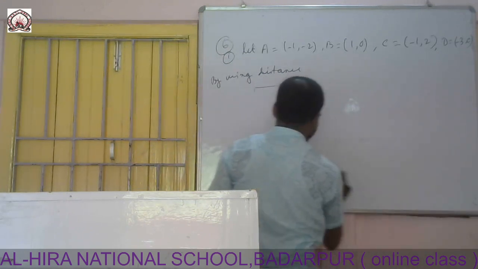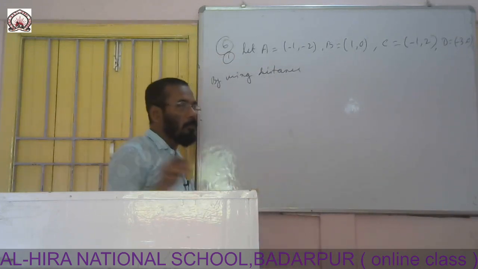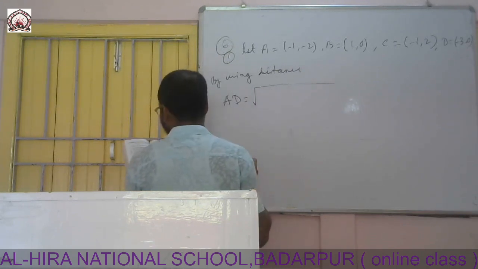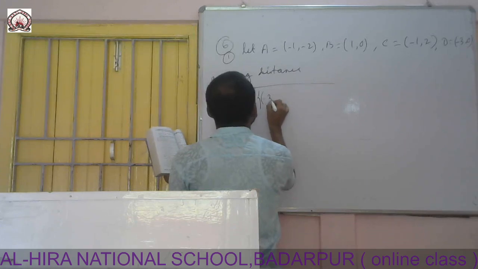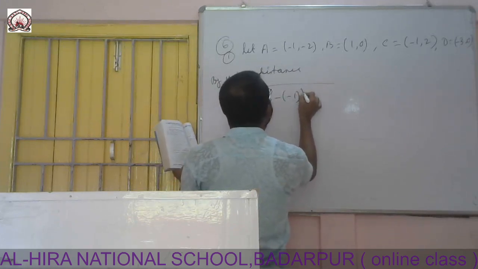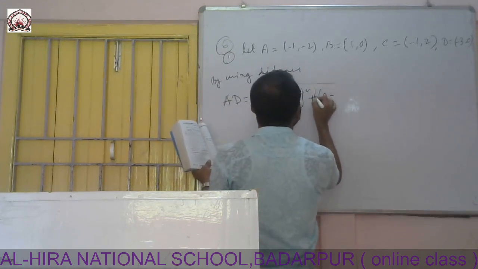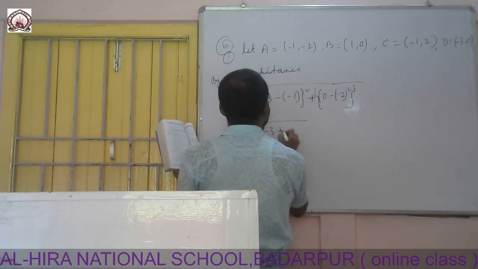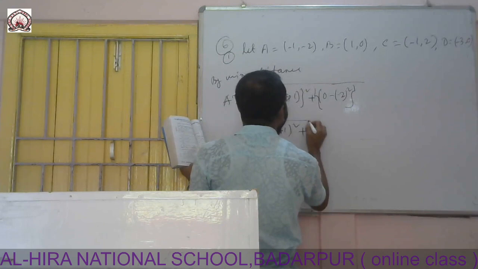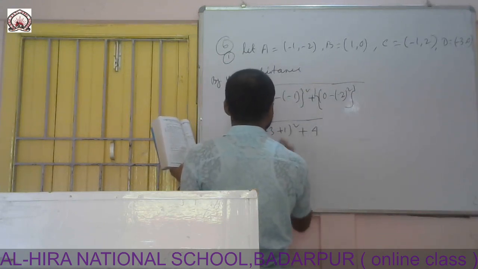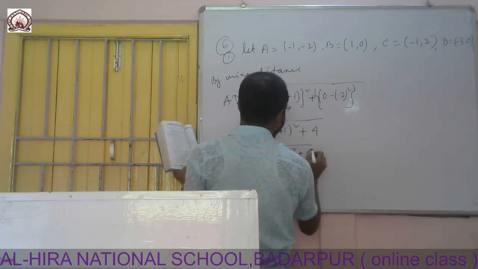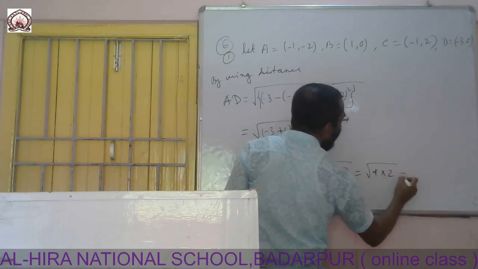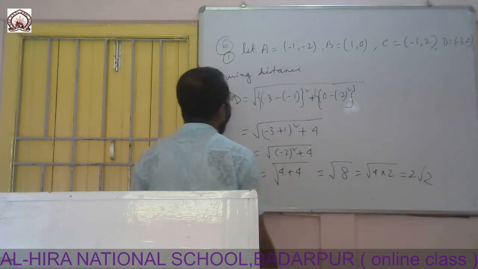Then we get AD. AD is the square root of (minus 3 minus of minus 1) squared, then (0 minus 2) squared. So it is minus 3 plus 1 whole squared, minus 2 squared is 4, and minus 2 squared is also 4, so 4 plus 4 is 8, and breaking 4 into 2, it is 2 root 2. So again AD is also 2 root 2.